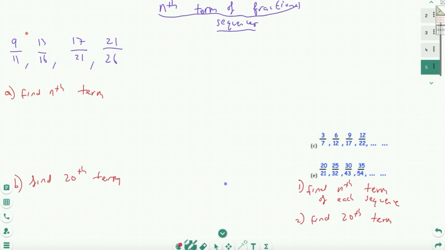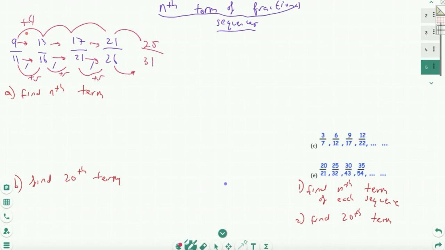What you got to realize is that the numerators have their own sequence, and the denominators have their own sequence. Do you notice the sequence of the numerators? It's going up by 4 every time. So the next term will be 25. And what's the denominator sequence? It's going up by 5 every time. Plus 5 to get to 26, so plus 5 to get to 31.